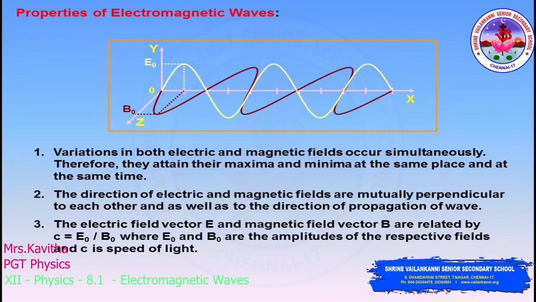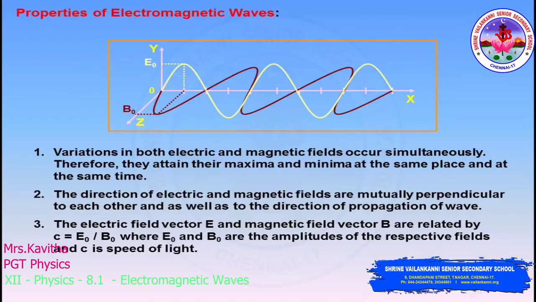The directions of the electric and the magnetic fields are mutually perpendicular to each other, as well as to the direction of the propagation of the wave. The electric field vector E and the magnetic field vector B are related by c equal to E naught by B naught, where E naught and B naught are the amplitudes of the respective fields, and c is the speed of light.